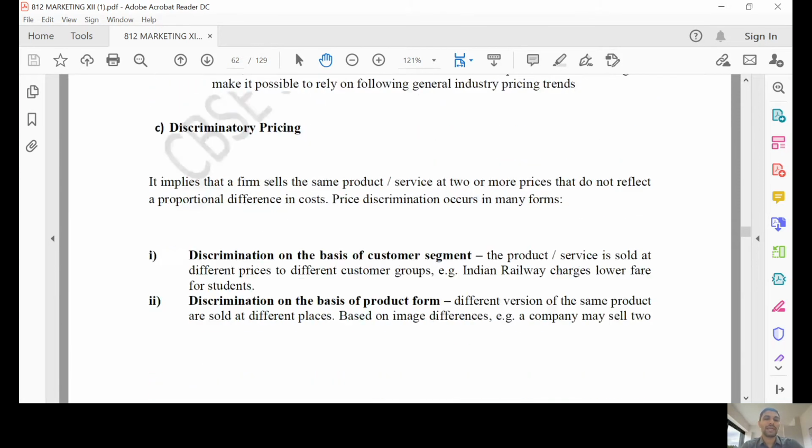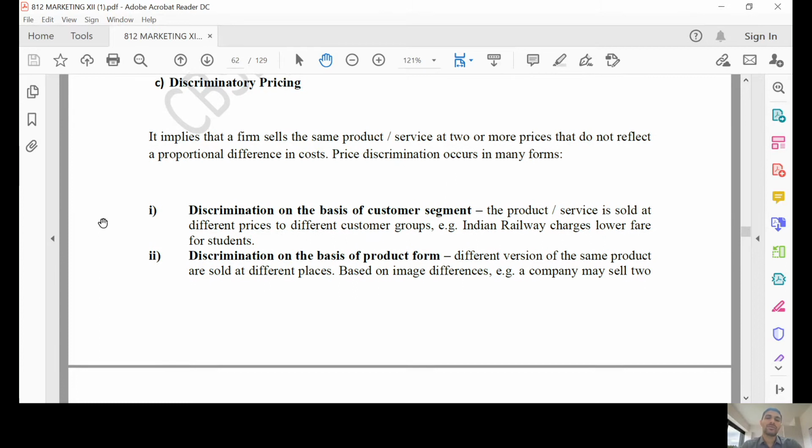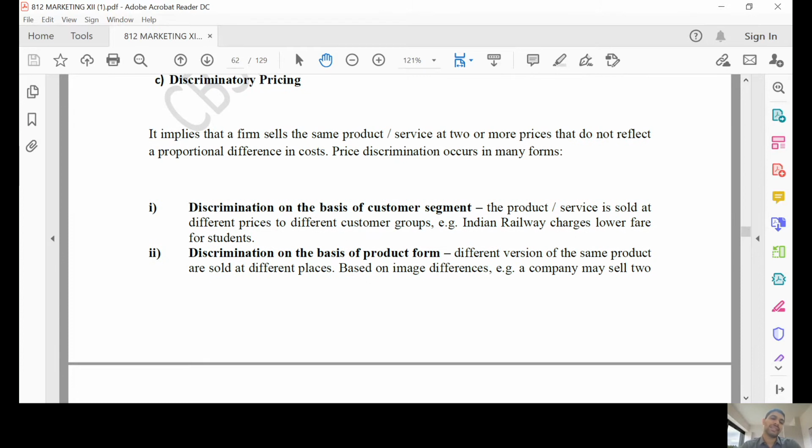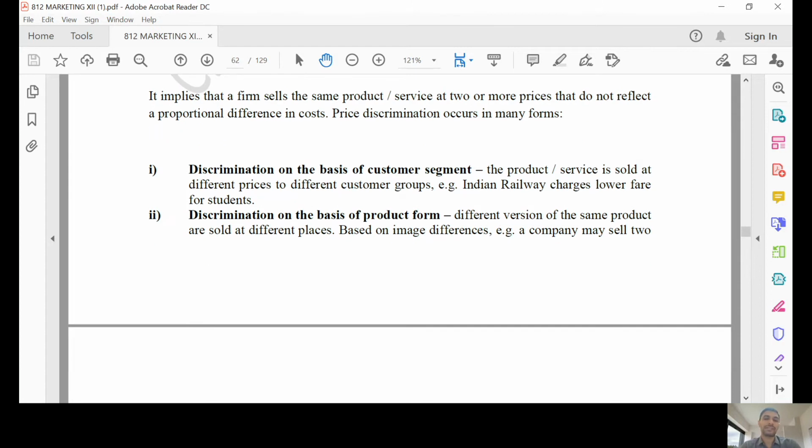Next one, discriminatory pricing. It implies that a firm sells the same product or service at 2 or more prices that do not reflect proportional difference in cost. So here cost is same, but the price is different. On what basis is the discrimination taking place? Discrimination on the basis of customer segment. Different prices are there for different groups of customers, like Indian Railway. For students, they have a concessional rate. For other passengers, they will have normal rate.